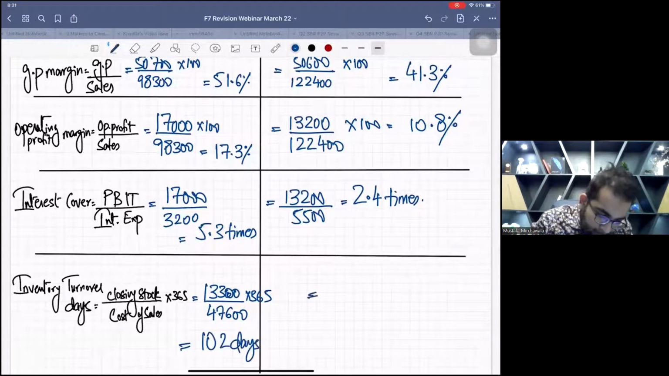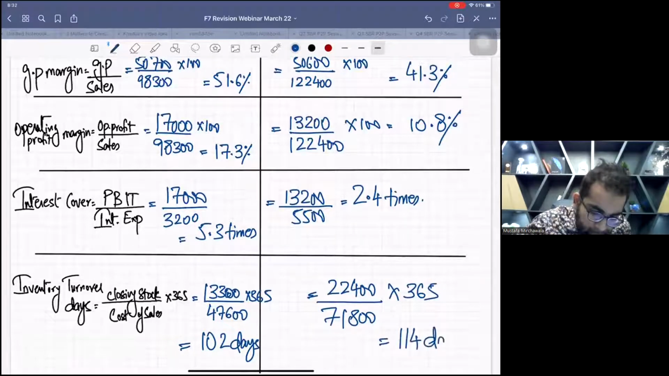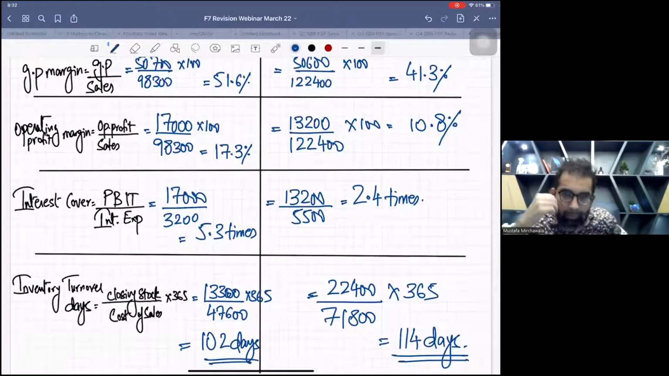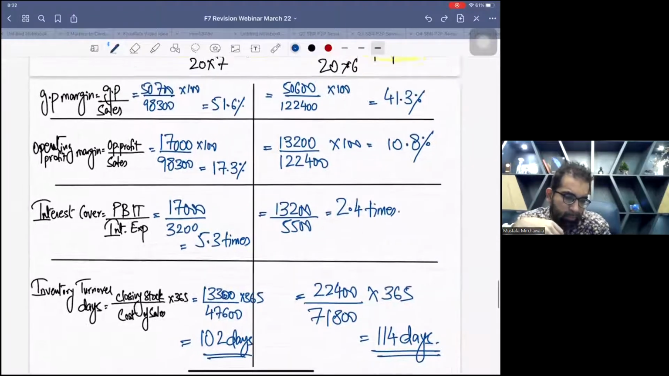And for the other year, if we check, closing stock is 22,400 and cost of sales is 71,800, times 365. This will be 114 days. 114 days, okay. You got it.